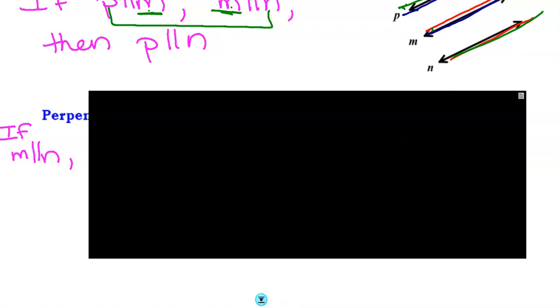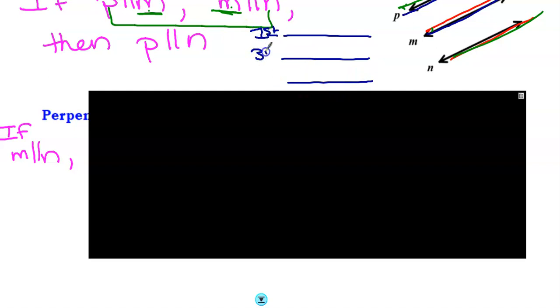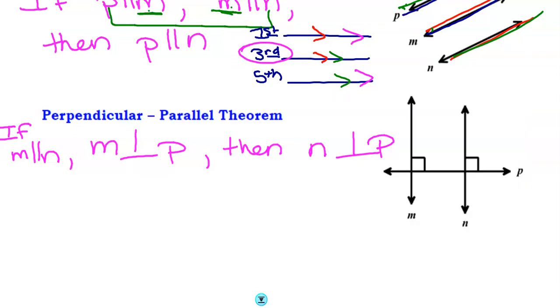Okay, so the streets in Reno: if I have First Street, Third Street, and Fifth Street, and these are parallel, and these are parallel, therefore First and Fifth have to be parallel also. Again, based on the relationship that they have with Third Street. Okay? The same thing happens with the perpendicular parallel theorem.